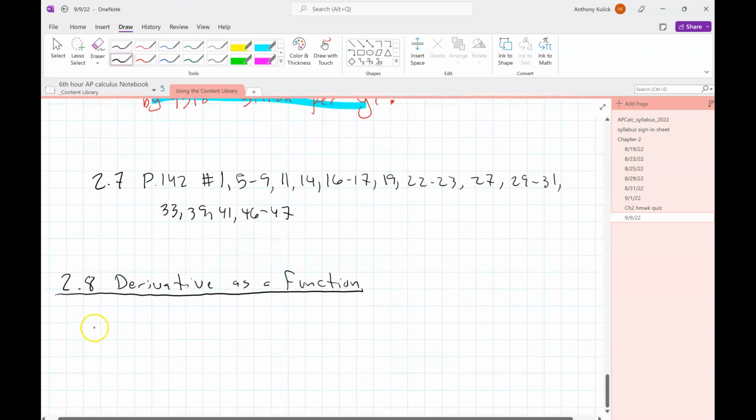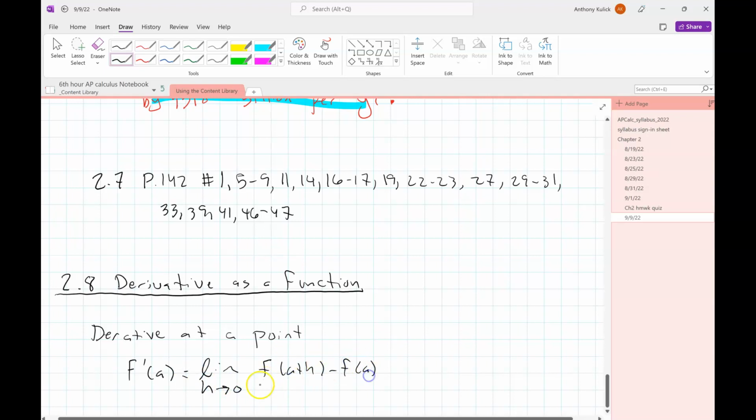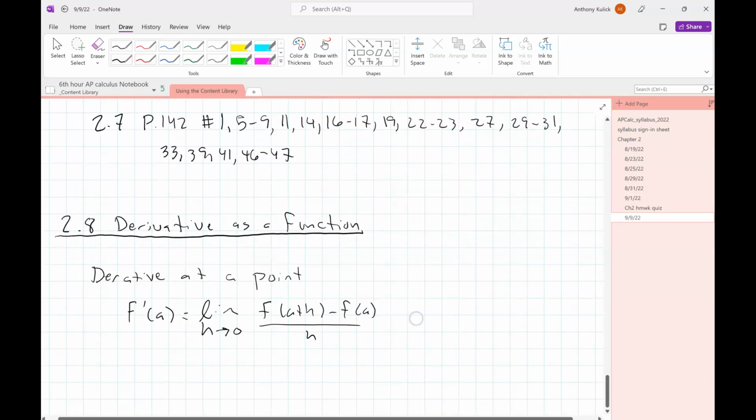Okay, so remember that we have a derivative at a point, which is this guy, right? We just talked about that. But what if I don't want to find this for a specific A? Or what if I have a whole list of specific A's that I want to do? Can I do this once generally and then plug in my values for A afterwards?